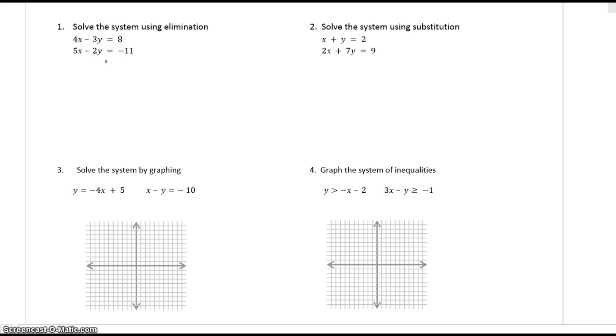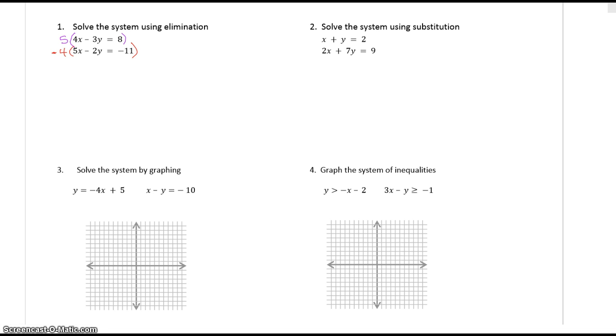Okay, so then you want to look and see if when you add straight down, do one of your variables cancel out? And in this case, no. 4 plus 5 is 9, negative 3 and negative 2 is negative 5, so nothing cancels out there. That means we're going to have to multiply either one or both equations by something to get opposites. I can multiply 4 by 5 to get 20, and I can multiply 5 by 4 to get 20. But 20 and 20 are not opposites. 20 and negative 20 are opposites, so I'm going to make one of those negative.